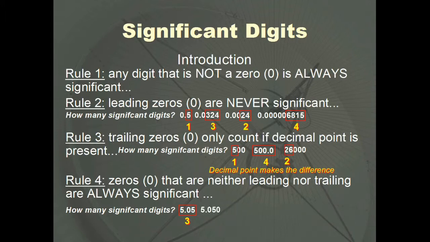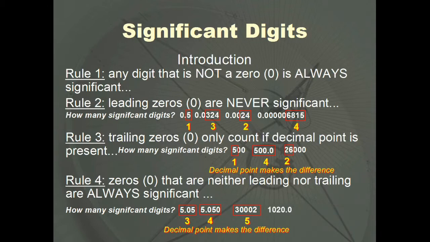What about 5.050? Well, a decimal is there, and as soon as a decimal shows up, the zeros are all significant. Here you have it, 4 of them. Again, a decimal point makes a difference. What about 30,002? Well, those zeros are neither trailing nor leading, but are sandwiched between 2 significant digits. Hence, they all are significant.